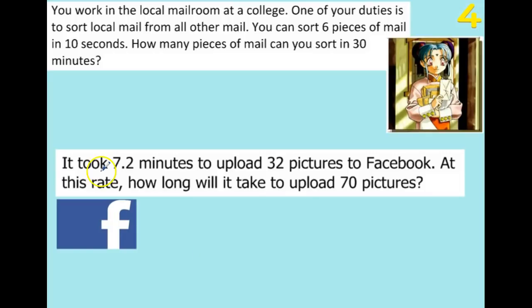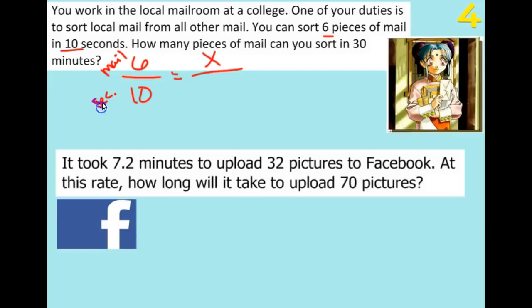Next, it says, you work in the local mailroom at a college. One of your duties is to sort local mail from all other mail. You can sort 6 pieces of mail in 10 seconds. How many pieces of mail can you sort in 30 minutes? So we're going to write a proportion, 6 pieces of mail in 10 seconds. So this is the mail, and this is the time in seconds. We need to figure out how many pieces of mail we can sort in 30 minutes.